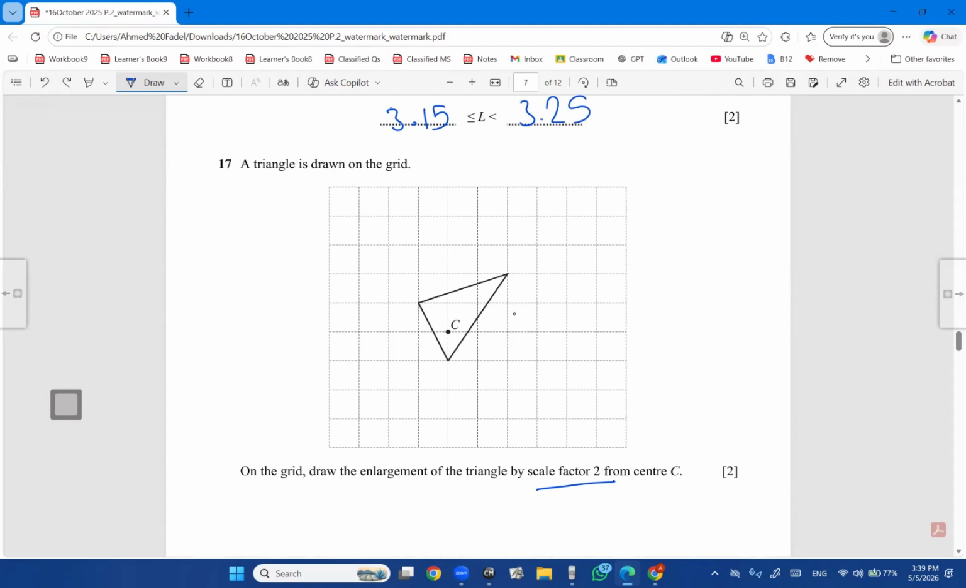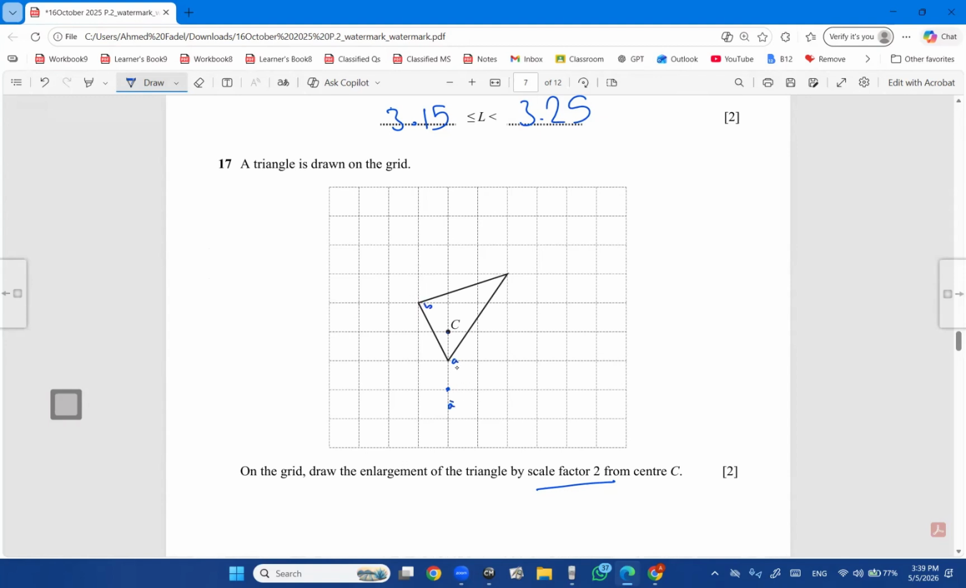But what is going to make it wrong is if you start counting from the vertex itself. You must start counting from the center, not from the vertex. So here, it is 1 down. I'm going to make it 2 down from the center. So this point becomes here, and this is the image of A.